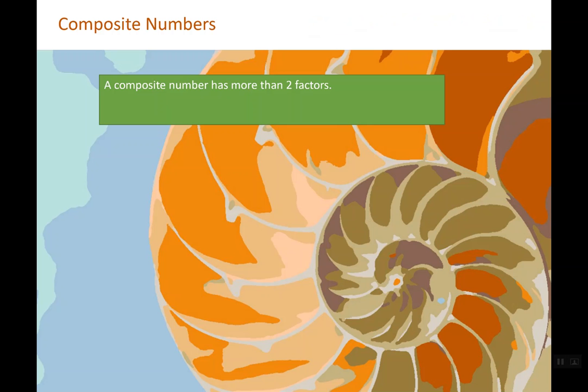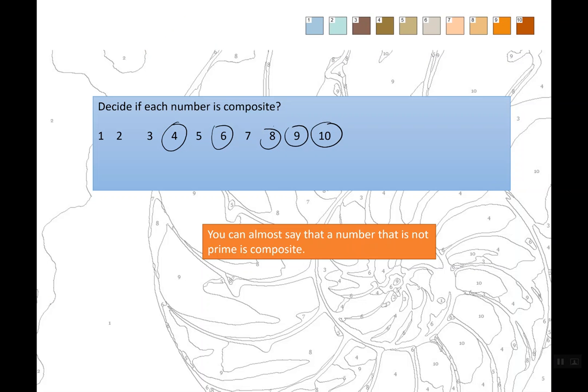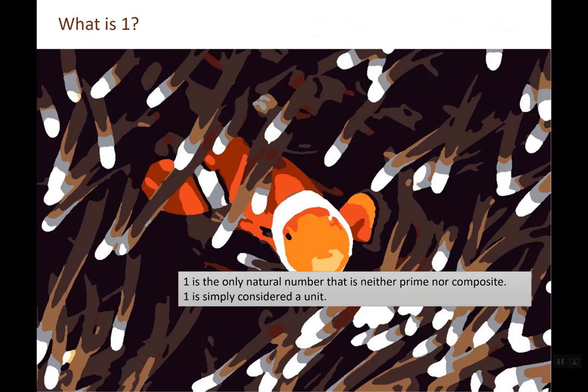Okay, so what do we call something that's not prime? Most of the time we call it composite. A composite number is a number that has more than 2 factors. So let's go back to our numbers 1 through 10 and decide which ones were composite. So composite just means it has more than 2 factors. That would be 4, 6, 8, 9, and 10. You can almost say that a number that is not prime is composite, except for the fact of what is 1. 1 is the only natural number that's neither prime nor composite. It's just simply called a unit.